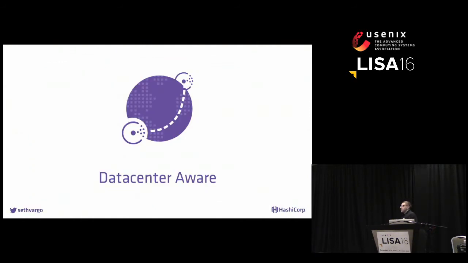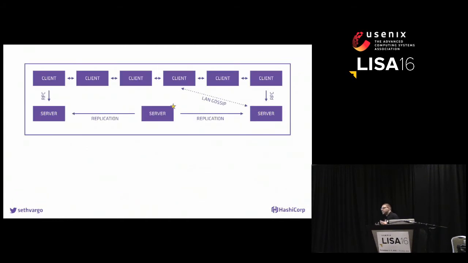The second thing is Consul is data center aware, particularly it's multi-data center aware. So this is Consul's architecture, very simplified, in a single data center. At HashiCorp, we define a data center as a high bandwidth, low latency collection of machines. So that means something like an Amazon VPC is a data center. We don't define it as a physical brick and mortar data center because a lot of our customers are in the cloud and they don't have a physical brick and mortar data center.